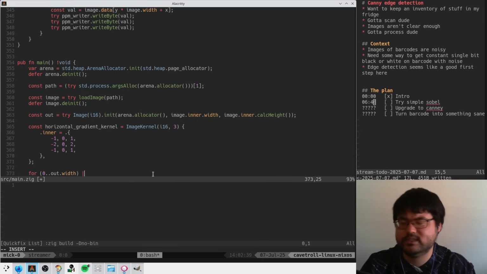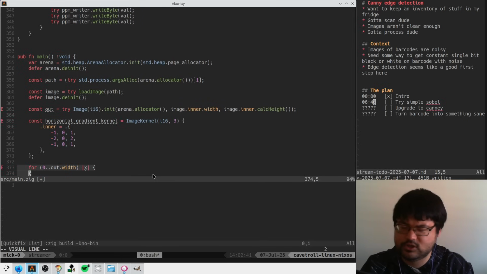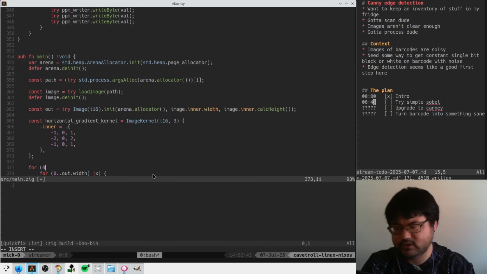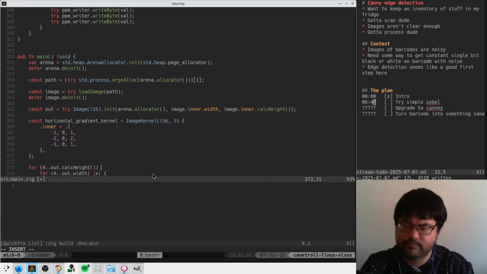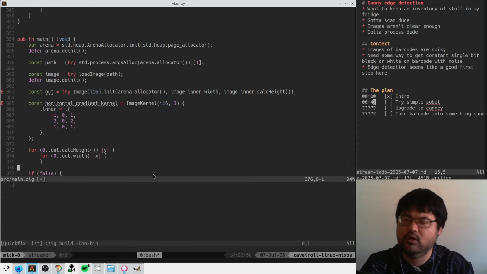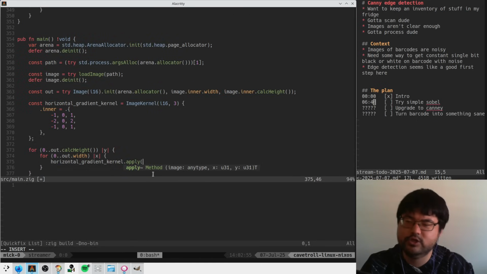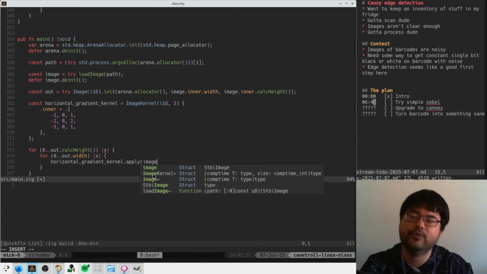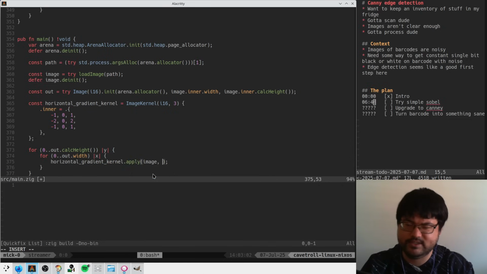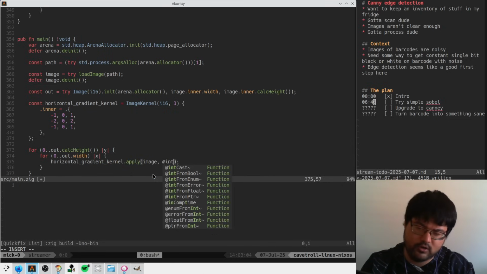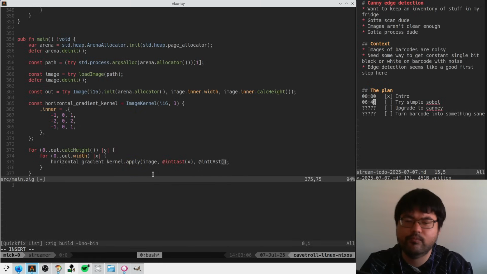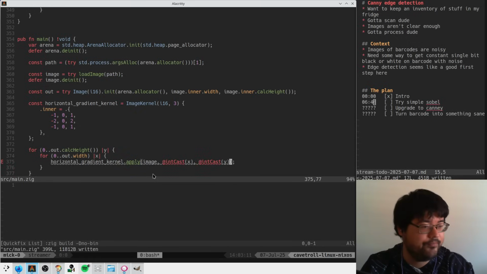For each horizontal pixel and each vertical pixel, we take the horizontal gradient kernel and apply it to the input image at this X and Y, which I think are in the wrong unit. Which is fine. Not ideal, but passable for now.